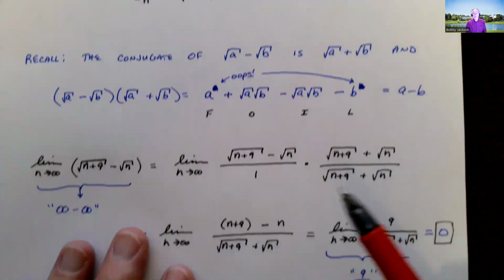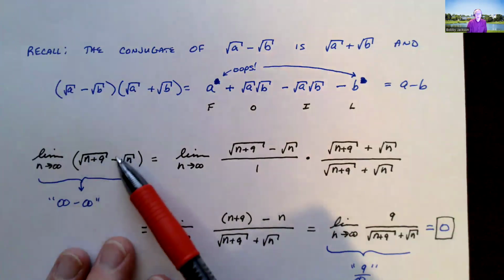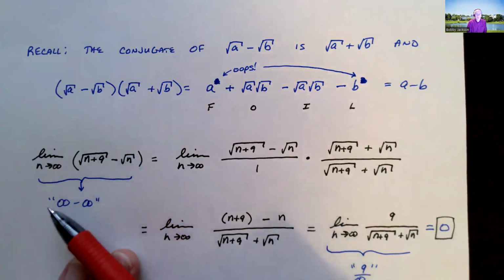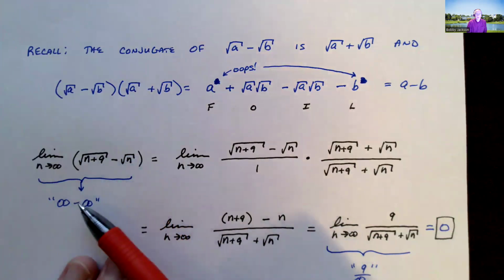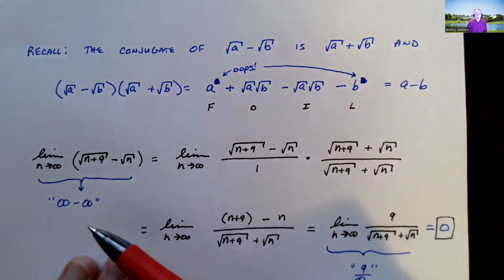Notice as n goes to infinity, the square root of n plus 9 is going to infinity, and the square root of n is going to infinity. Well, you have infinity minus infinity. Remember, that's not necessarily 0. It could be 0, it could be infinity, it could be some other value.